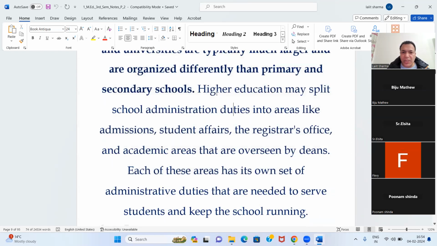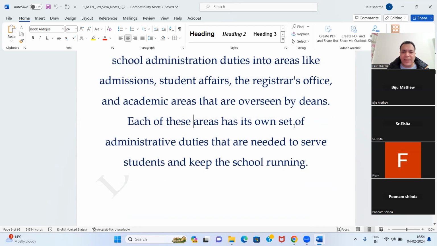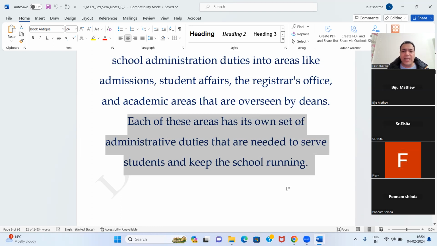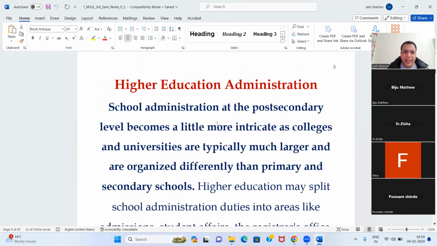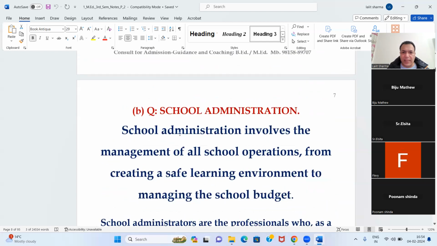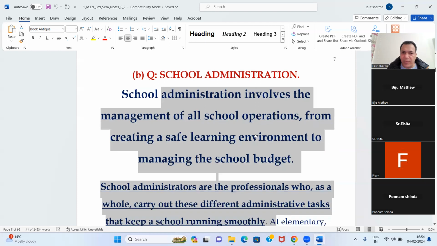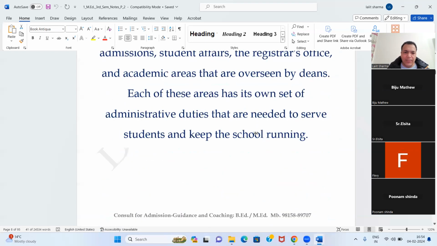Higher education may split school administration duty into areas like admissions, student affairs, the registrar's office, and academic areas that are overseen by deans. Each of these areas has its own set of administrative duties that are needed to serve students and keep the school running. So you can make one paragraph on higher education administration, otherwise you can talk about the principal of the school.